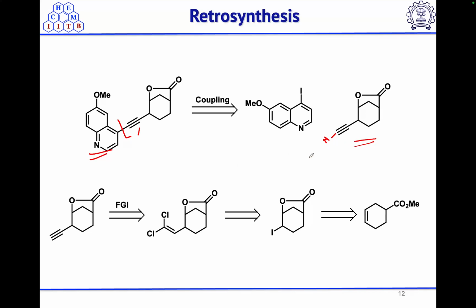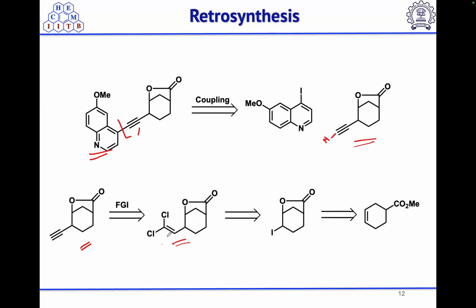Two main reactions are involved. First, this compound molecule could be synthesized from this dichloro vinyl derivative. This is the target product, the target molecule. By treatment with n-butyl lithium, we can get this triple bond.